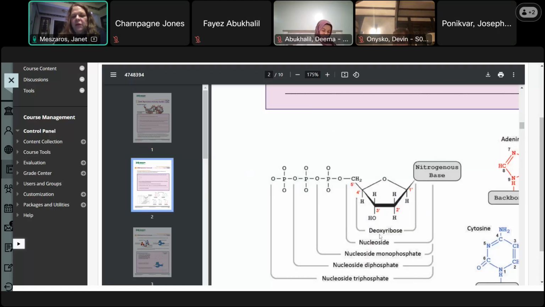The big thing here is to know this is deoxyribose. The 1' is the base. 3' is the hydroxyl. 5', and these are the carbons in the sugar because the deoxyribose, see the O's? That's a sugar. 5' has the phosphate.